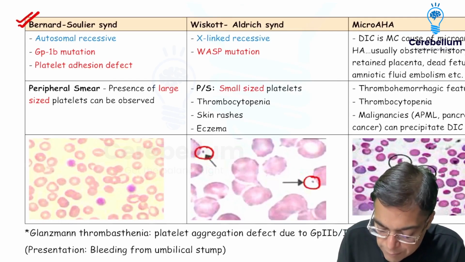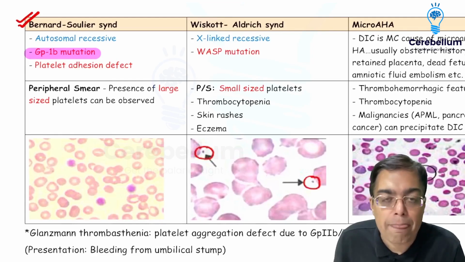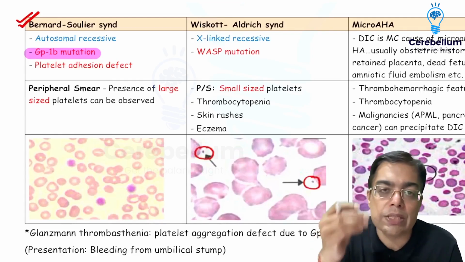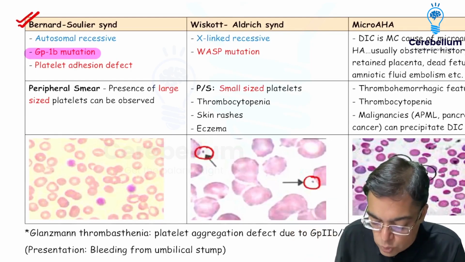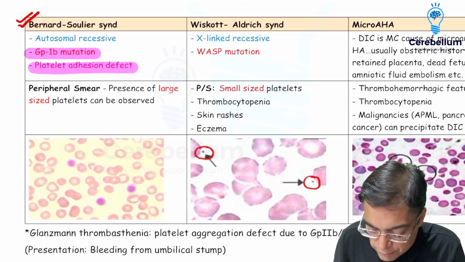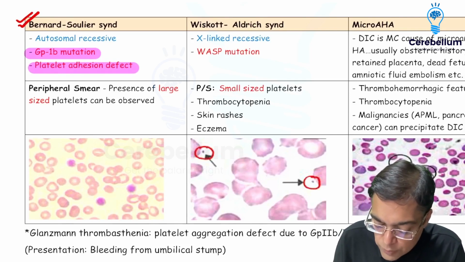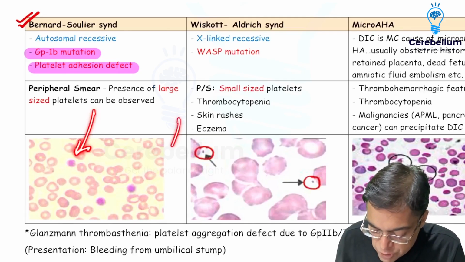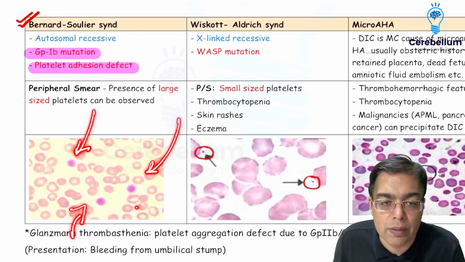Which glycoprotein is defective in these patients? The patients are having a problem in glycoprotein 1b. Because glycoprotein 1b is involved in the process of platelet adhesion. So this is what is going to be causing a trouble, that these patients are going to be having a platelet adhesion defect. That's what we need to remember. The reason why the examiners will ask you a question on Bernard-Soulier syndrome is primarily because once you look at the peripheral smear of these patients, they will be having giant or big size platelets. That is what you need to remember over here.